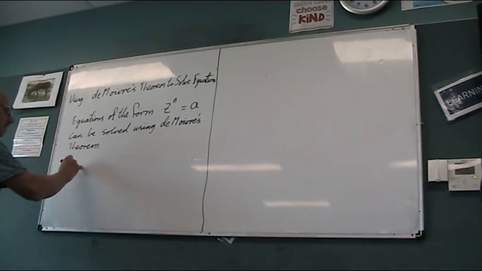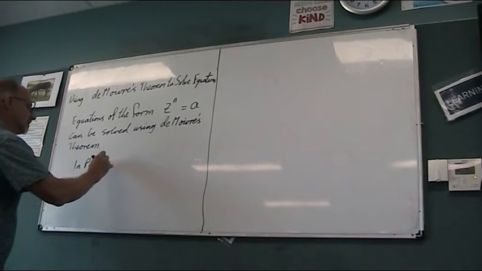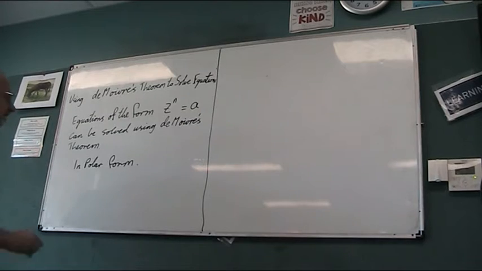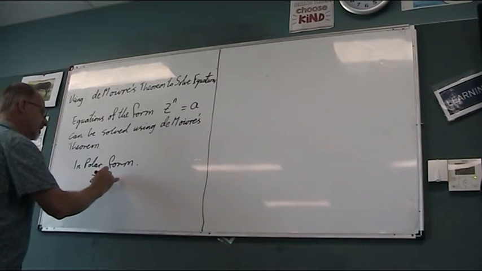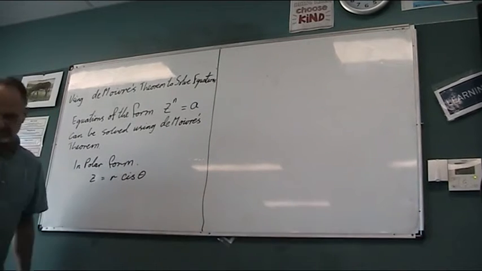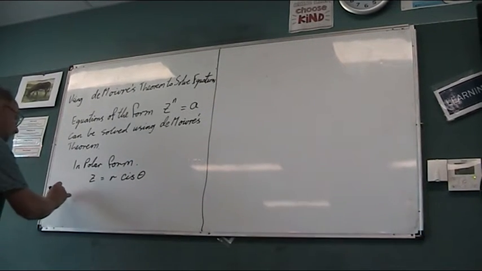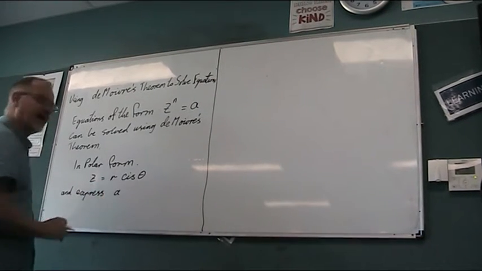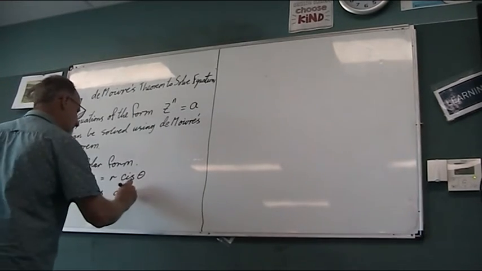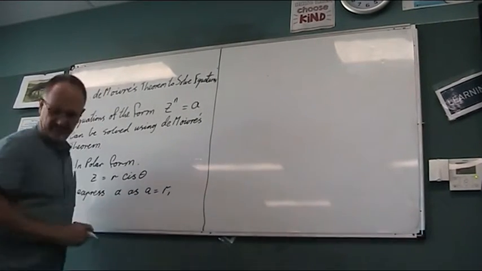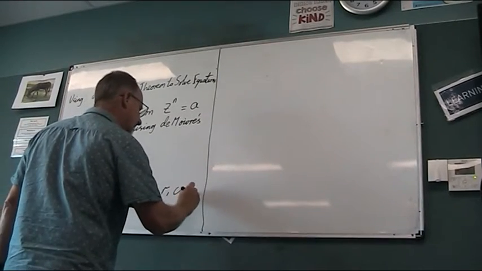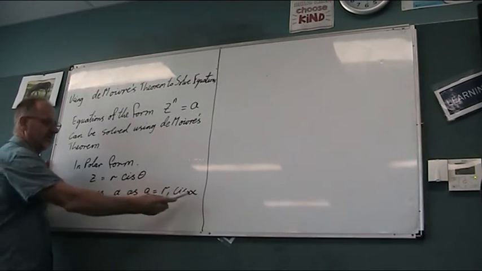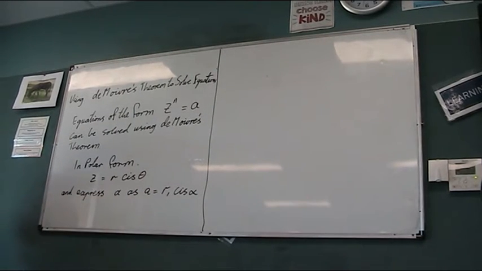So what we need then is polar form, because that's what de Moivre's theorem is about. Then z would be r cis theta, and what we need to do is express a, whatever a is, as r1 cis alpha, using alpha rather than theta. So we know these two angles are not the same.